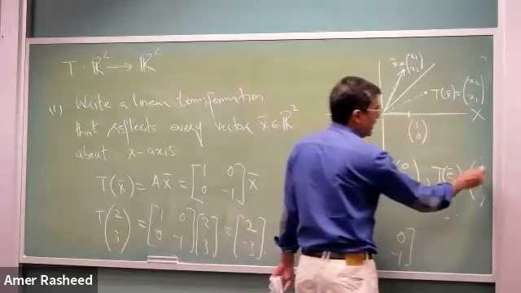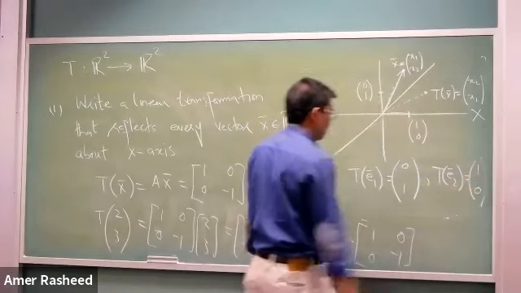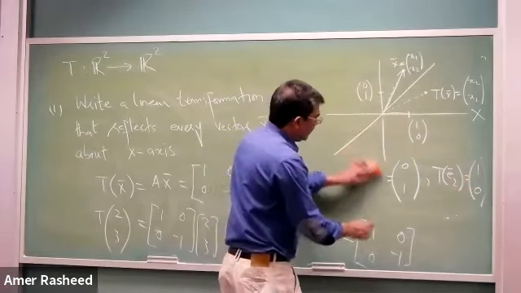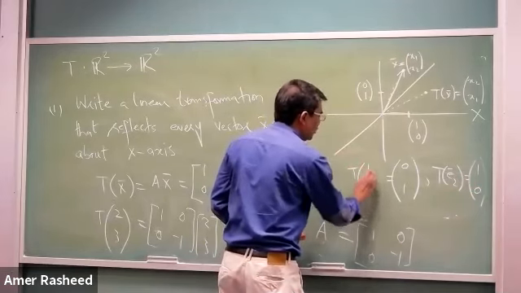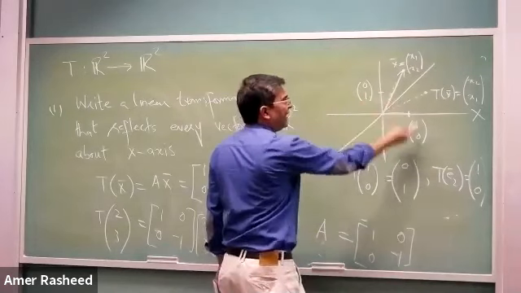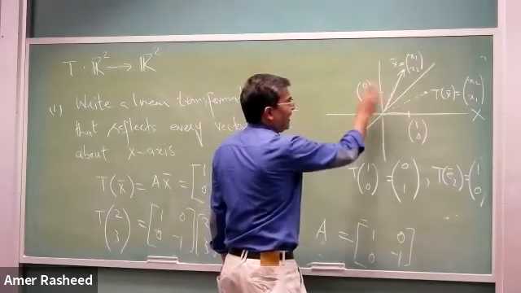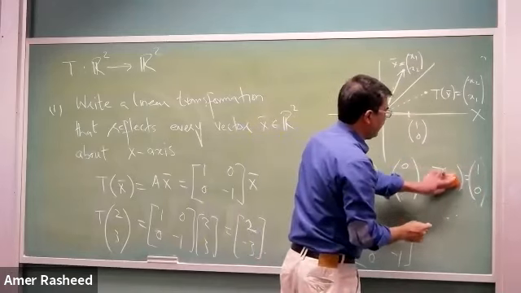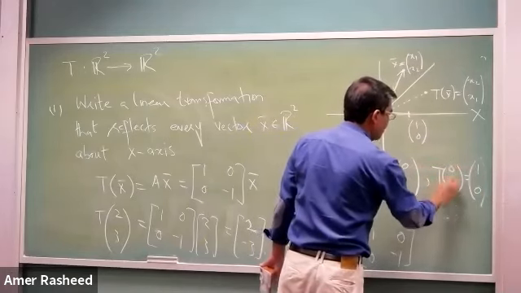Sir, 0, 1 and 1, 0? Yes, simply. This will become 0, 1 and this will become 1, 0. And this was basically what? 1, 0. This was what? T of 1, 0. When you take its reflection about this line, this will go there and it will become 0, 1. And this will come here and it will become 1, 0. And this is, in fact, 0, 1.